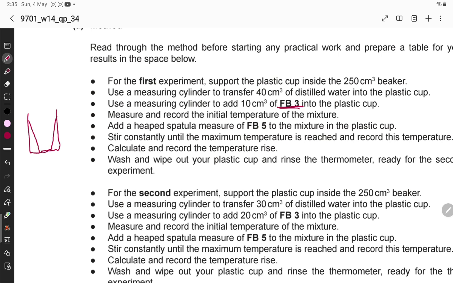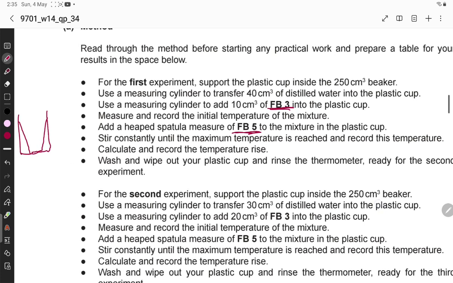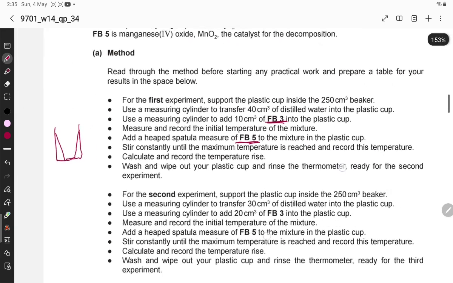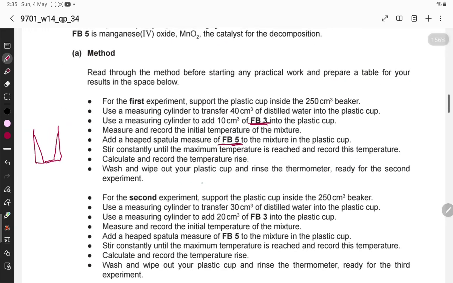Measure and record the initial temperature of the mixture. Add a heaped spatula measure of FB5 to the mixture in the plastic cup. This FB5 is manganese peroxide used as a catalyst. Stir constantly until the maximum temperature is reached and record this temperature. Calculate and record the temperature rise. Wash and wipe out your plastic cup and rinse the thermometer. Ready for the second experiment.